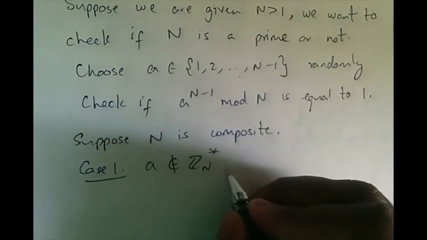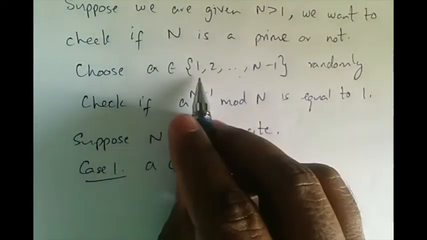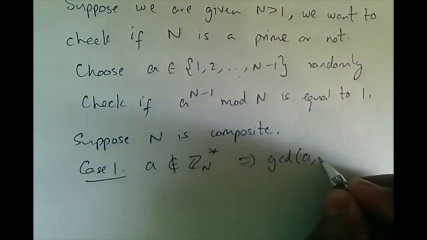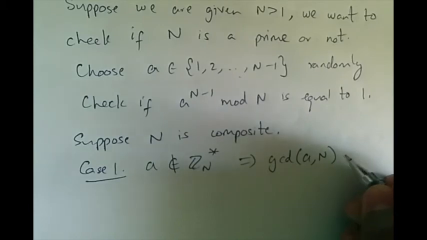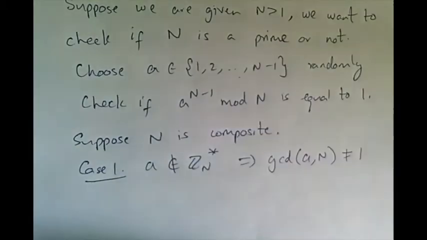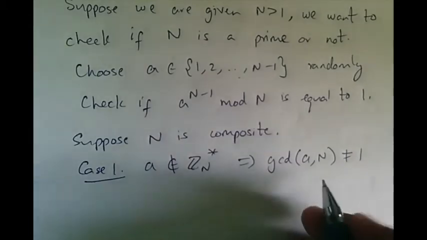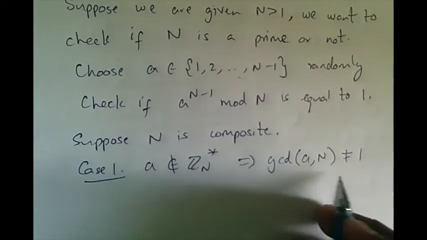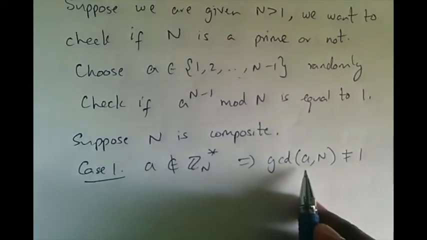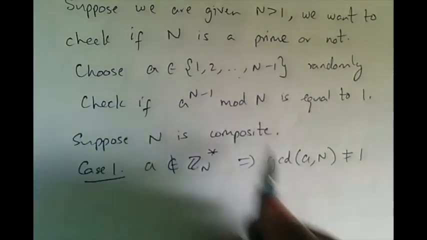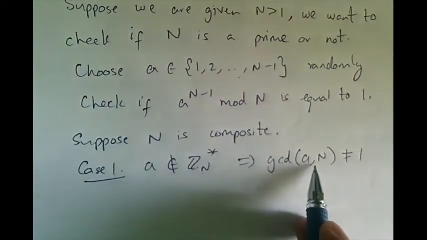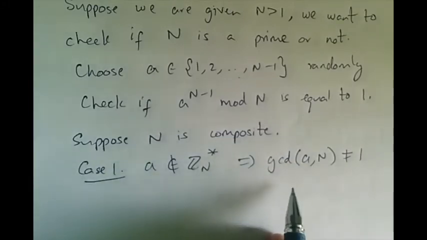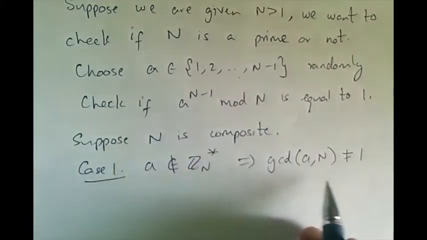So what does it mean? a is not in Zn star. a is already in this range 1 to n minus 1, which implies that the GCD of a and n is not equal to 1, right? Because they're not relatively prime. Now this already shows that n is not a prime, because you have some integer in this range which has a greatest common divisor with n which is not 1. And if n were a prime, this would not be true for all integers in this range.